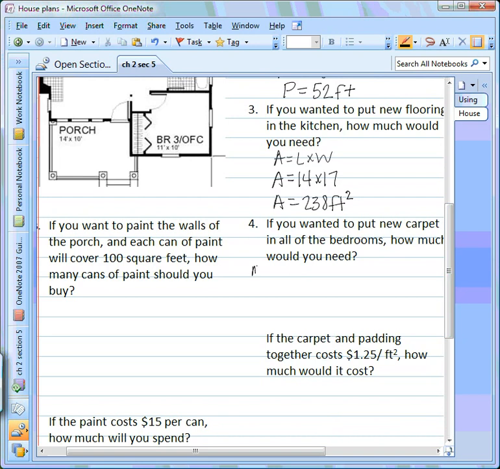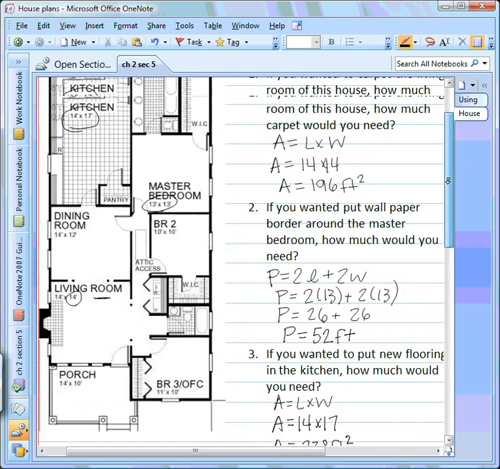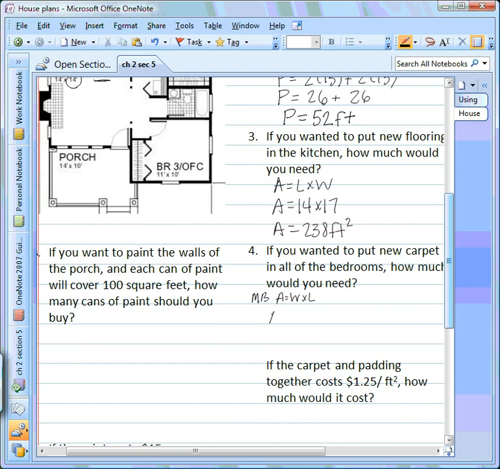So for the master bedroom, the area equals length times width. We're going to go up here and find out what our measurements are. The area of our master bedroom is 13 by 13. So area equals 13 by 13. We multiply that out and we get 169. Alright, now we need to go on to the next bedroom. So we'll call that bedroom 2.